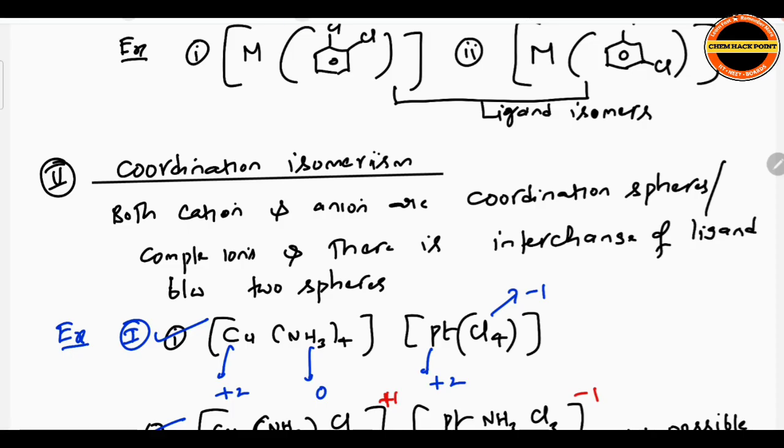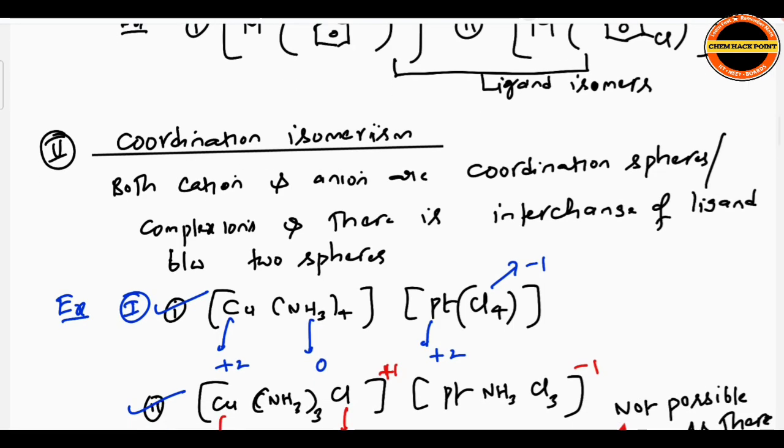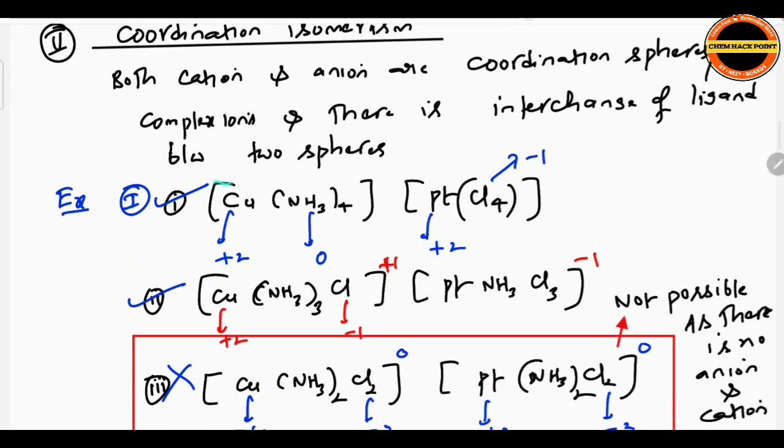Or you can write that both coordination spheres are complex ions. Both are the same, and there is an interchange of ligands between the two spheres. See, both the cation and the anion have coordination spheres here, but there is an interchange of ligands. Here there is one coordination sphere and a second coordination sphere. The entire thing comes under one compound only.